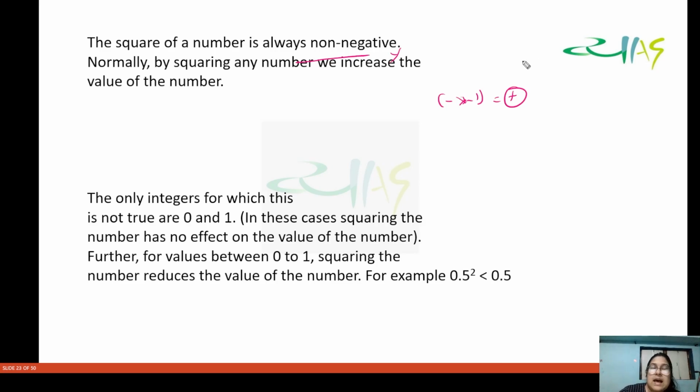चलिए अब देखिए एक और ये प्रॉपर्टी को बहुत अच्छे से समझिए। इट इज सेइंग नॉर्मली बाय स्क्वायरिंग एनी नंबर वी इंक्रीज द वैल्यू ऑफ द नंबर। ओके, and the only time when this is not true is that for the integer 0 or 1 and the numbers between these numbers.